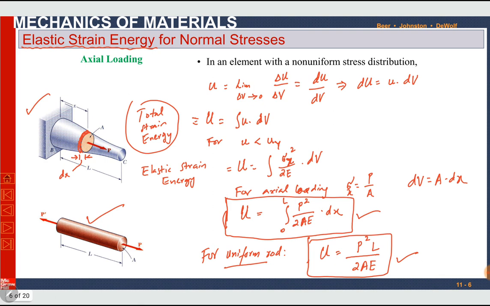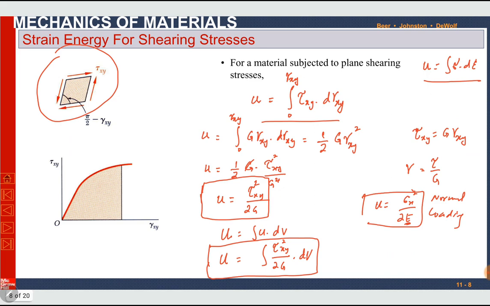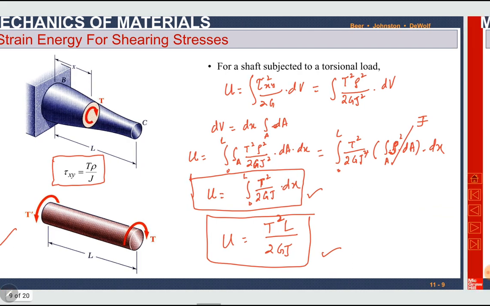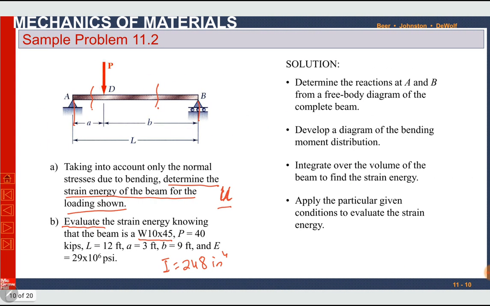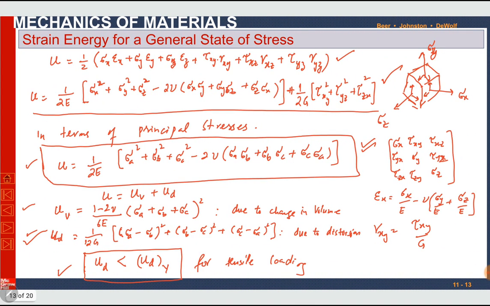We have derived expressions for elastic strain energy under axial loading, for a non-uniform bar and a uniform bar, then elastic strain energy under bending loading, where we have derived a general expression, and then an expression for a cantilever beam with an end load. Then we have found elastic strain energy for shearing stresses, for a non-uniform bar and a uniform bar. We have solved an example problem on a beam to find strain energy. And then we have discussed strain energy for a general state of stress. So I hope this was enough.